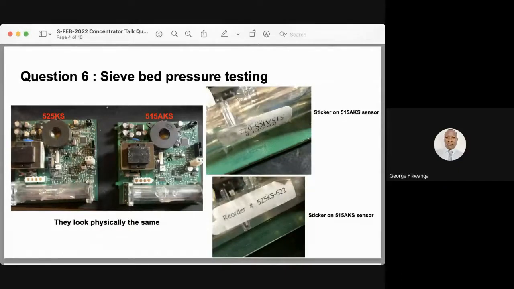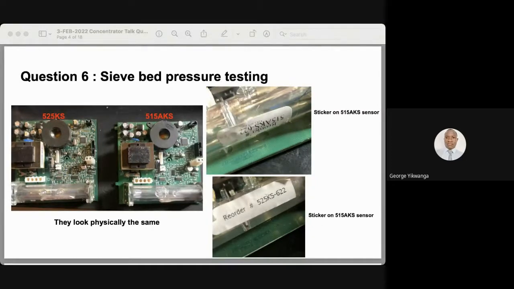Thank you. Devilbiss has iterated on the models of their concentrators from 515 to 525. 515s are physically big compared to the 525, and this is because the 515 has larger sieve beds compared to the 525, which are half the size of the 515. Regardless of the differences, these two models share the same size of the control circuit board. The part number printed on the circuit board from both models of the concentrators are the same.